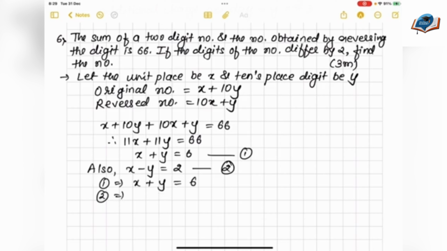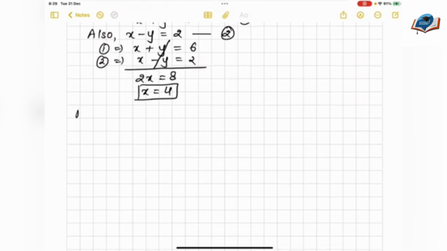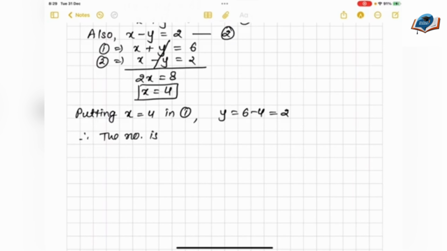Solving 1 and 2, 1 implies x plus y equal to 6. 2 implies x minus y equal to 2. Adding both, y got cancelled. So 2x equal to 8, so x equal to 4. Now putting x equal to 4 in 1, y will be 6 minus 4, which is equal to 2. Therefore, the number is 42 or 24.